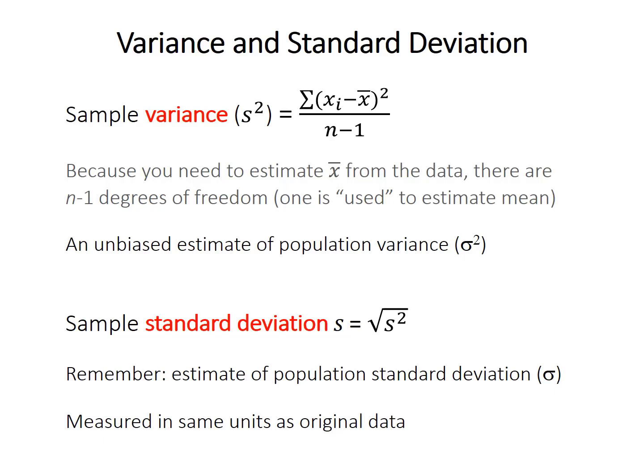So remember, in statistics, we're using a small, hopefully representative sample to estimate characteristics of this large population. And so the sample standard deviation S is going to be an estimate of the population standard deviation, which is given as sigma.